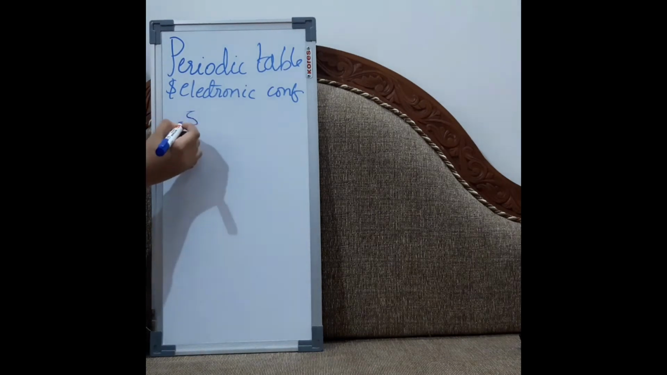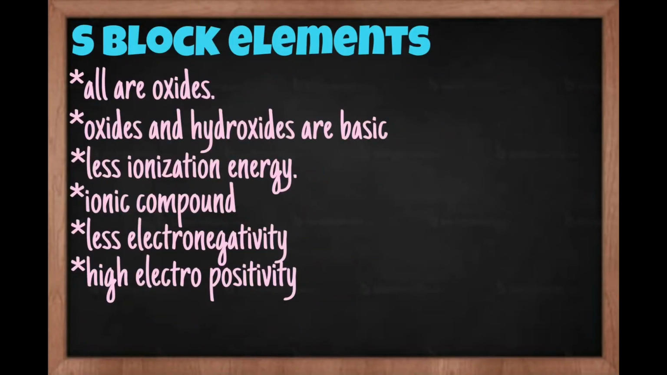We can start with the S block. Now look at the screen. We can see that there are 6 main properties of S block elements. The first one is that they form oxides. S block elements form oxides, and these oxides and hydroxides are basic in nature. And the ionization energy is very low.